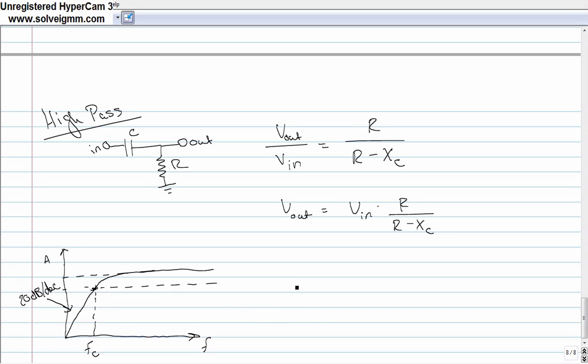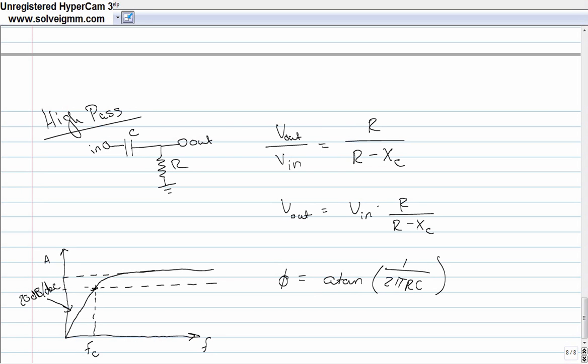Phase shift in this case, phase shift equals arctan, or atan, of 1 over 2 pi f r. Oh, no, there's no f in this case. Sorry. RC. And okay, and that's really it for high-pass filters.